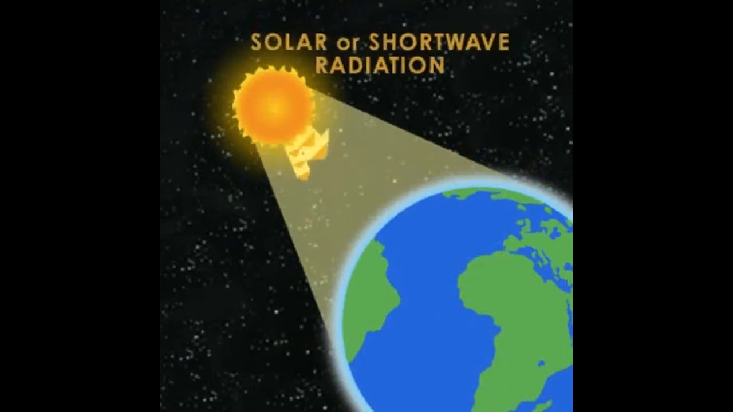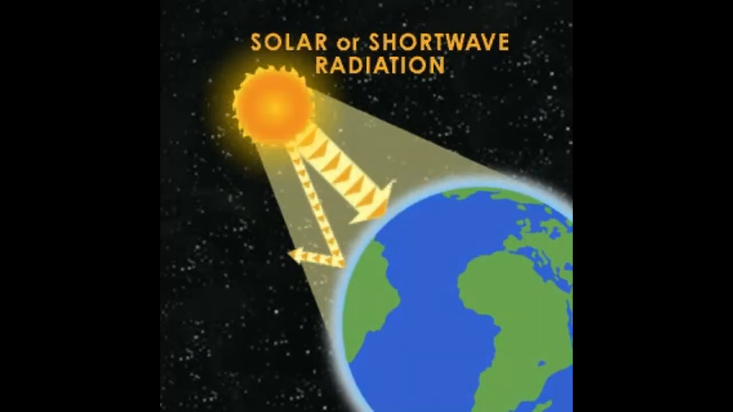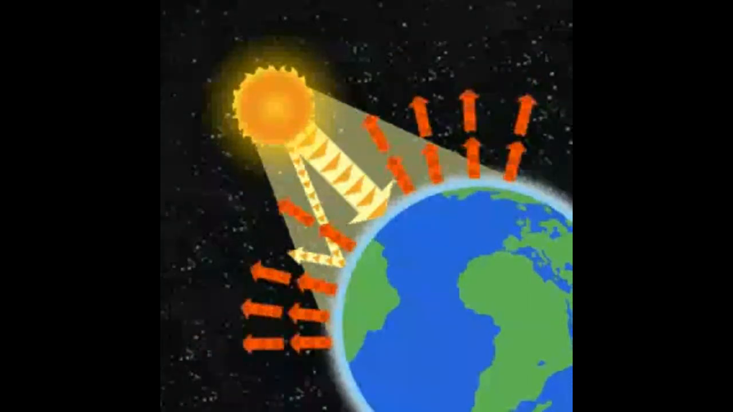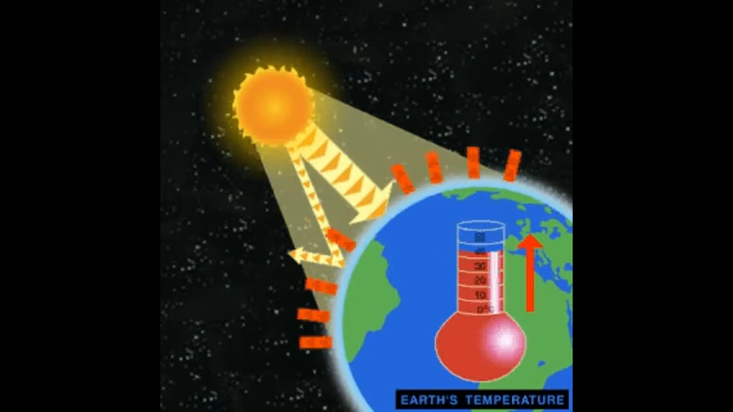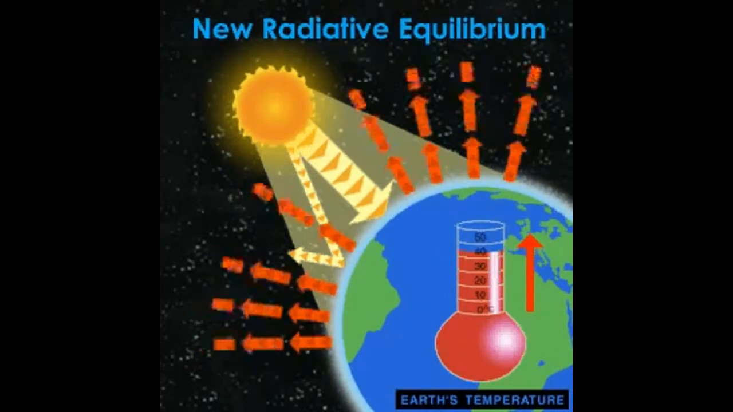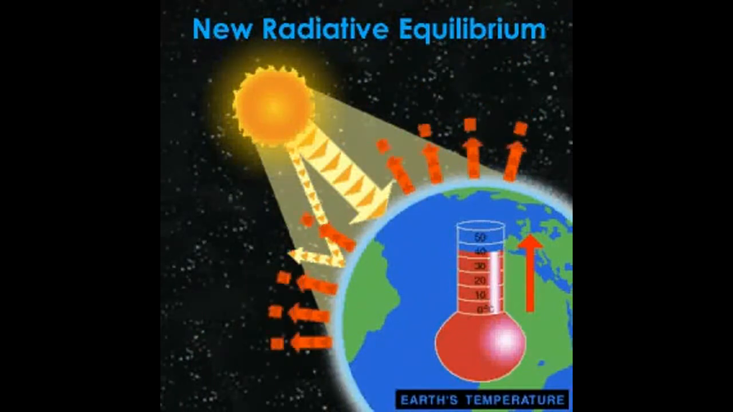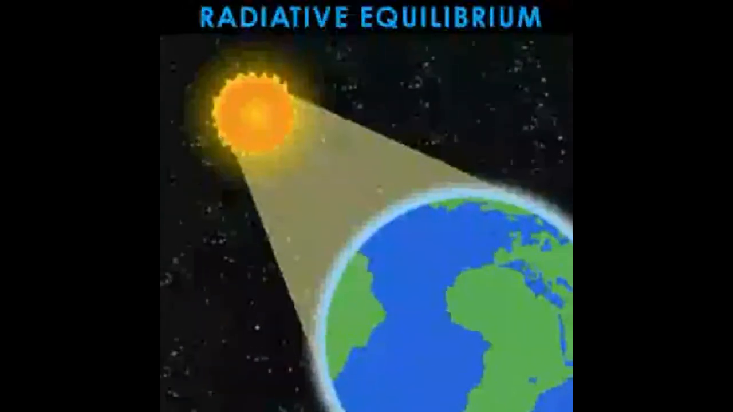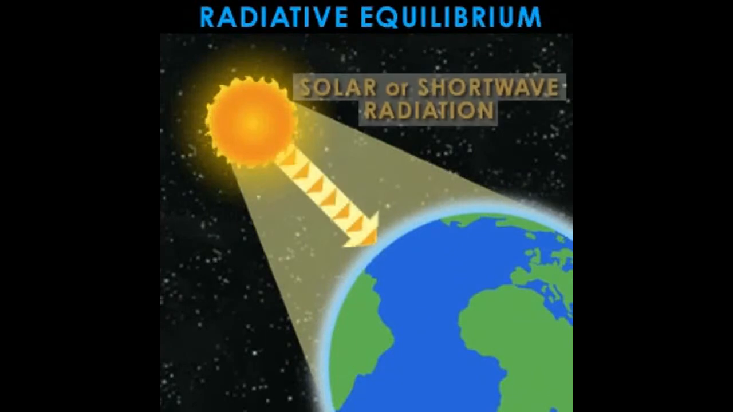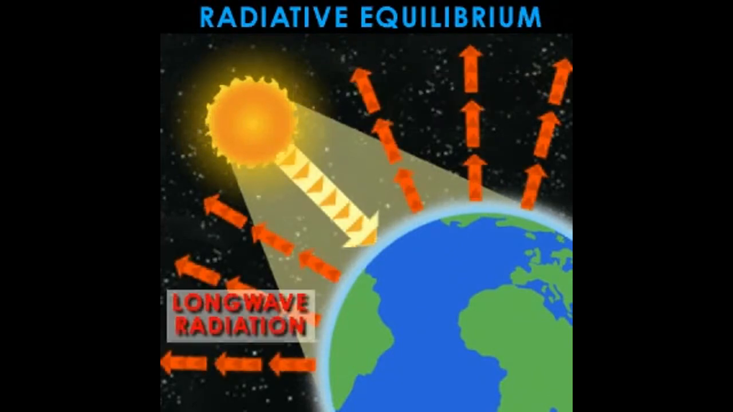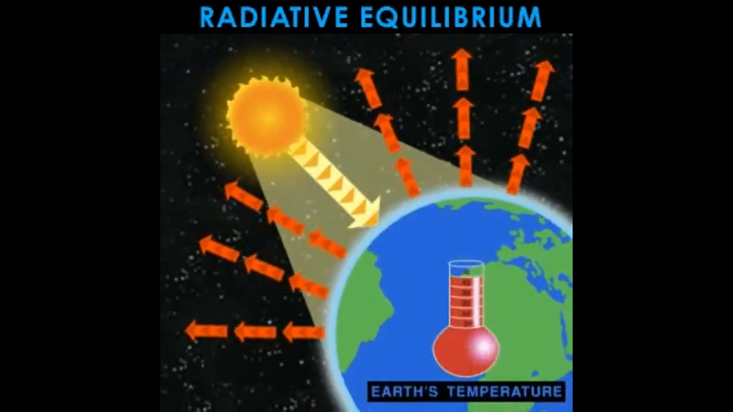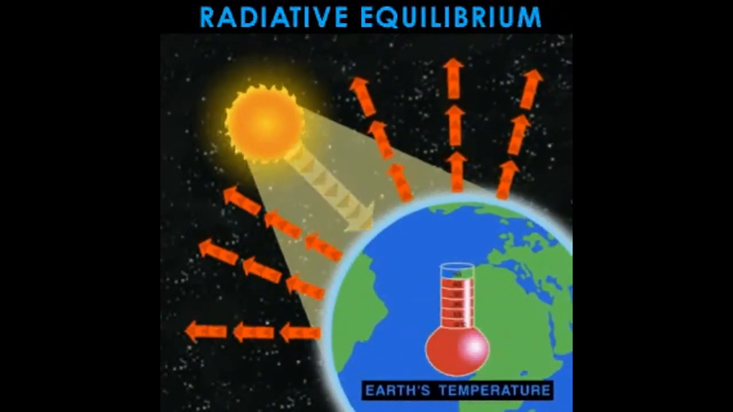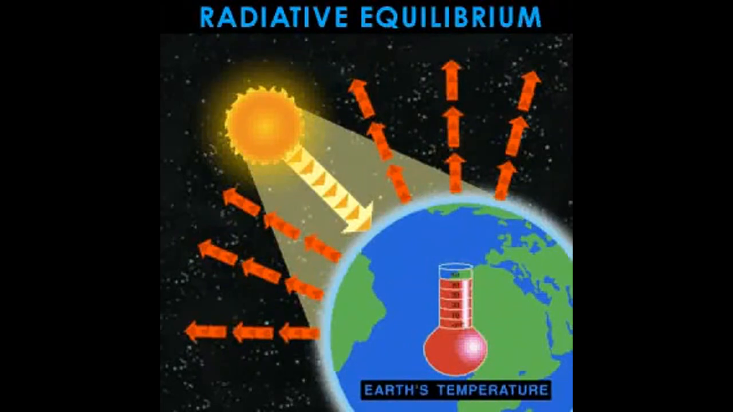For example, if the amount of solar radiation absorbed were to suddenly increase, the amount of long-wave radiation emitted would also increase. The temperature of the Earth would then increase, but a new radiative equilibrium would be reached, so the Earth would not continue to become hotter. In summary, the Earth's radiative equilibrium describes the balance between the incoming shortwave and the outgoing long-wave radiation. The temperature of the Earth can be determined by the amount of outgoing long-wave radiation, which is equal to the amount of incoming solar radiation absorbed by the Earth.